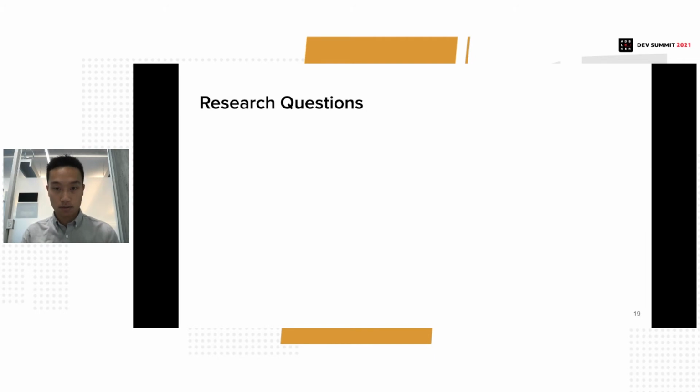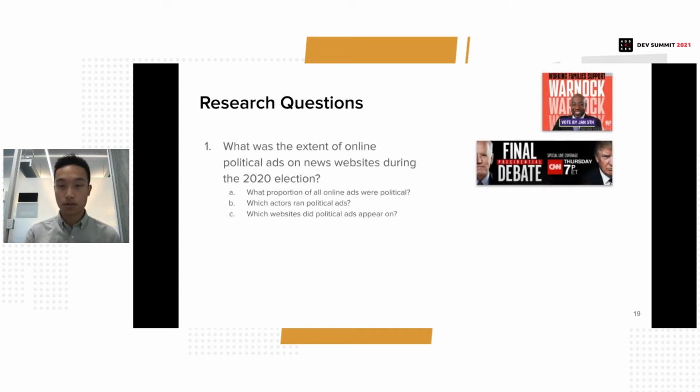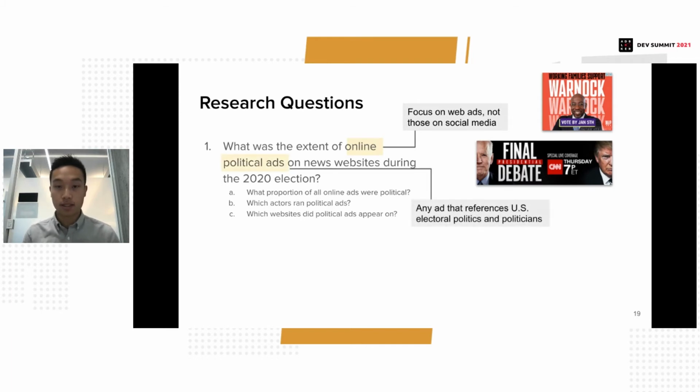The importance of this election and the prevalence of online political advertising led us to 2 main research questions. First, what was the extent of political advertising, specifically on news websites in this election? Specifically, how many ads were political, who was running them, and on which sites? In this paper, we focused on ads on the web in general and not ads on social media platforms. We also used a broad definition for political ads, including any type of ad that references US politics, not just ads from political campaigns.